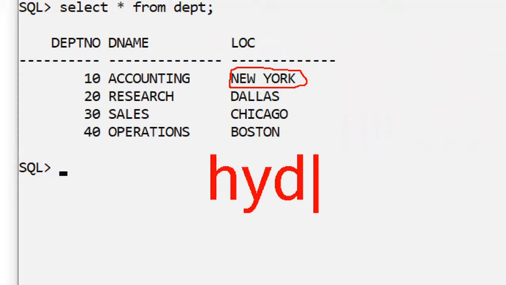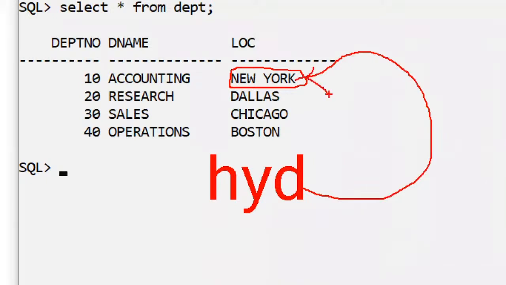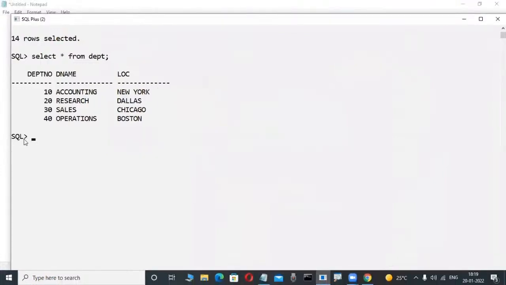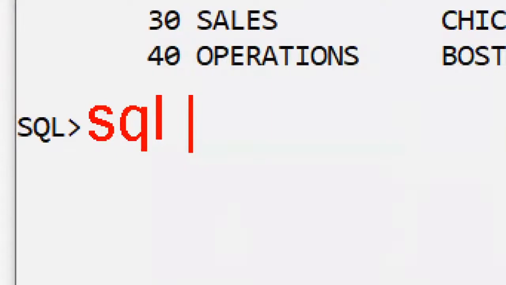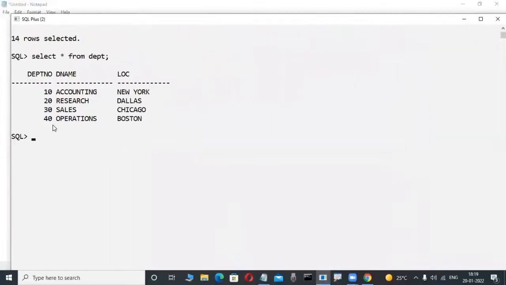Suppose I want to change this New York location into Hyderabad as the location in this relational database. How can I do that? Just at the SQL prompt, we use the SQL language. SQL is a very easy language. How? I will tell you. In the SQL language, you type some commands.